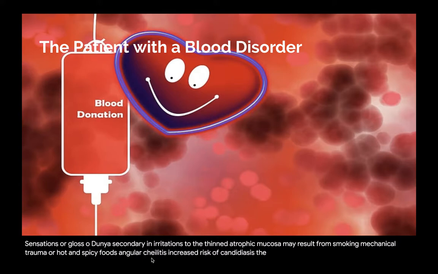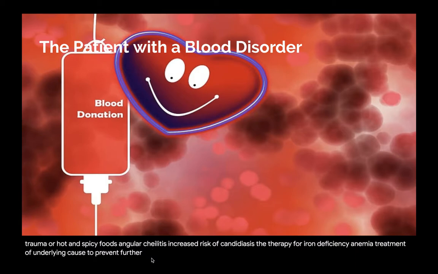The therapy for iron deficiency anemia. Treatment of underlying cause to prevent further blood loss. Treated with oral ferrous iron tablets with vitamin C to aid absorption. To be taken on an empty stomach for best absorption rates.